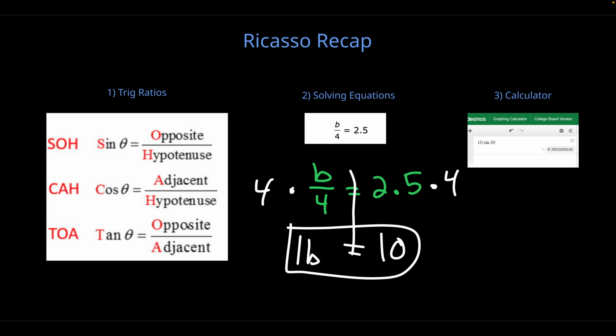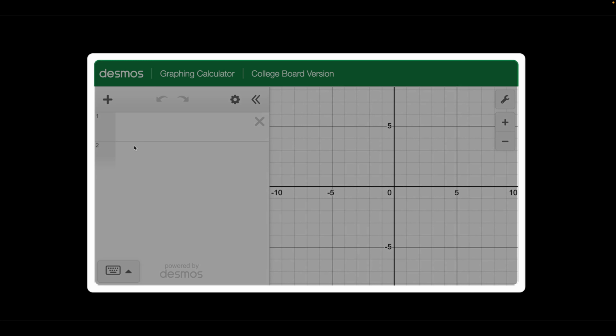For your recap, you should already know the trig ratios sine, cosine, tangent. You should know how to solve equations, and you need a calculator to work with. If you want refreshers on these two topics, there'll be videos in the description below. Feel free to watch those before you start this video. There'll also be a link for the Desmos calculator, which is the one that I recommend.